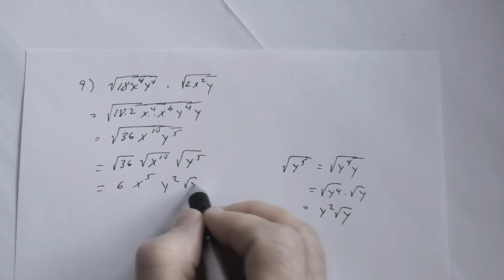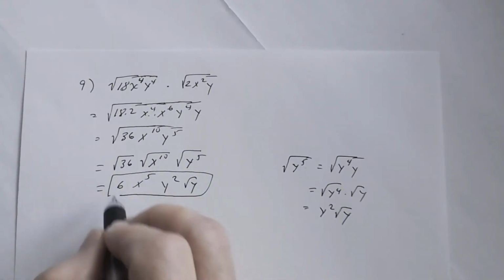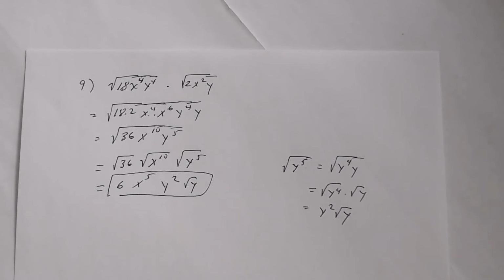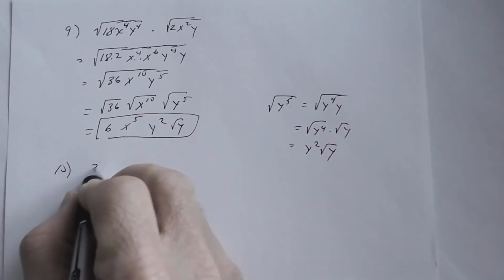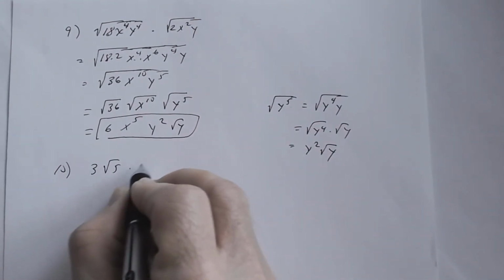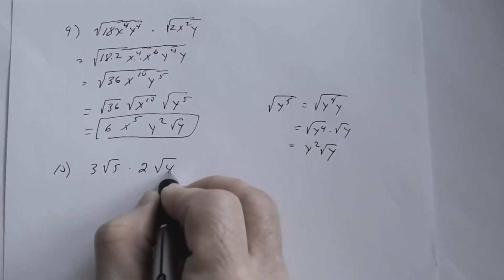Y squared, square root of y. And there's your answer. Okay? That's it. Okay, number 10. Number 10, we have 3 square root of 5 times 2 square root of 40.